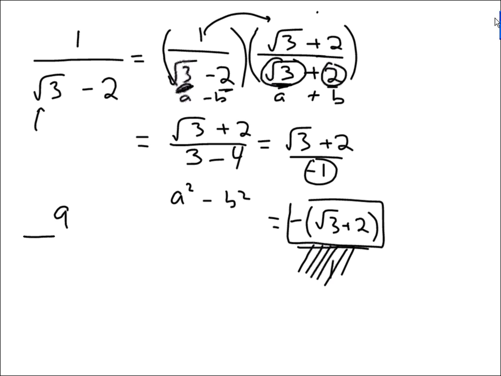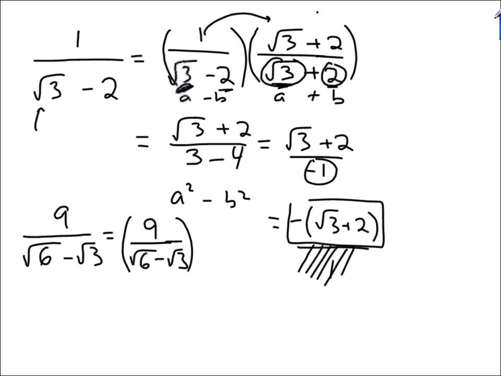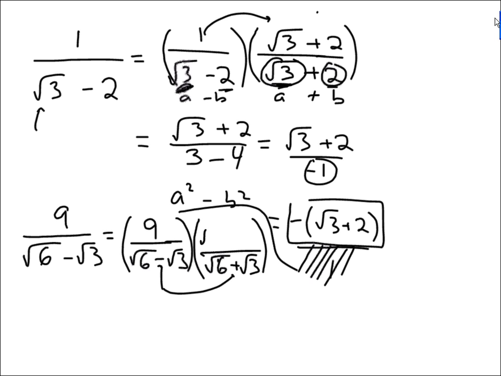You have 9 over the square root of 6 minus the square root of 3. Well, I want to change the way it looks, which is code for I want to multiply it by 1. The way I'm going to write 1 is, the bottom at least, will be the square root of 6 plus the square root of 3. The conjugate. That's a minus, I put a plus. I have to do the same to the top.